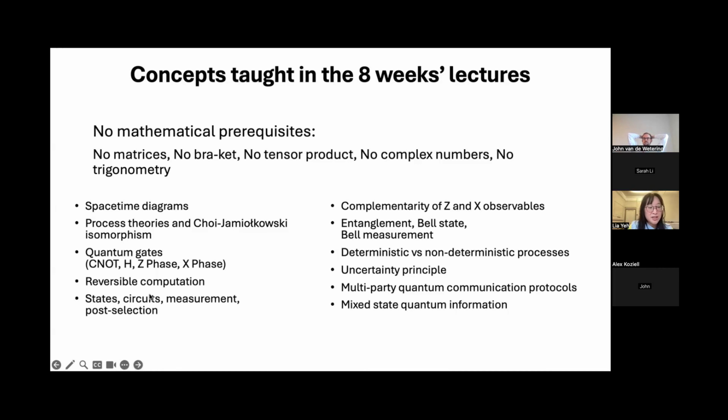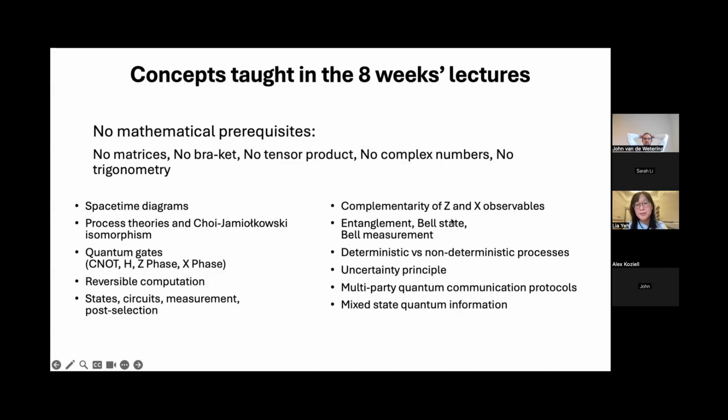We have states, circuits, quantum measurement, and post-selections. We have complementarity of C and X observables. So that's green and red in the graphical calculus. And I think the calculus is most effective at expressing entanglement because that has a very conceptual graphical meaning of just connectivity between multiple qubits.